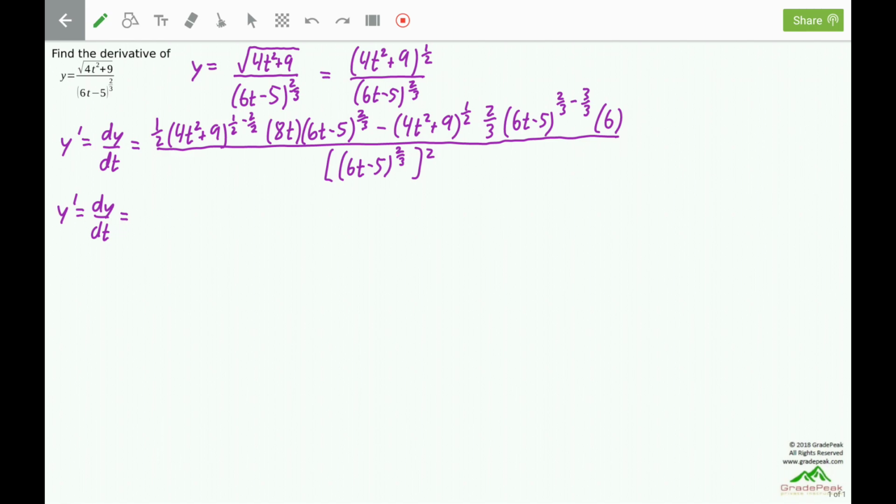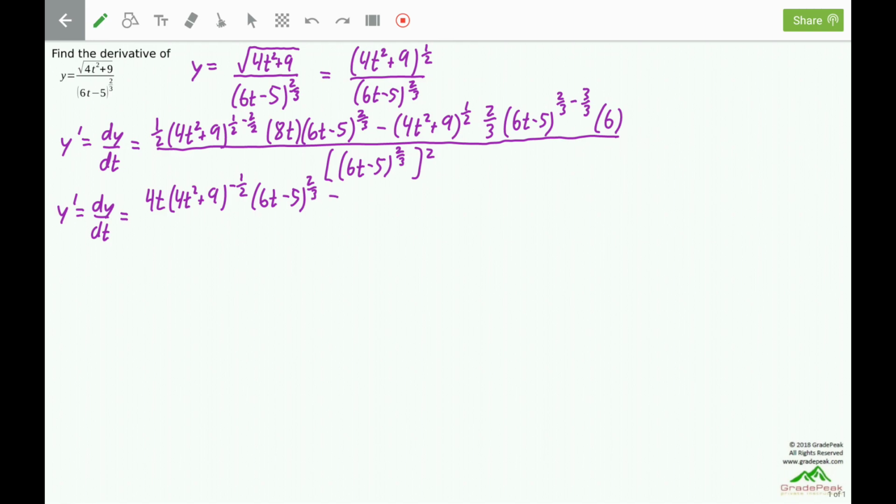in the numerator. I'm going to put the constants together. I have an 8 and a 1/2. Well, 8 times 1/2 is a 4. So I have a 4. I have a t right here, so I'm going to move that t to the front. Everything's multiplying each other. I have a 4t squared plus 9 to the 1 minus 2, which is negative 1/2. I have a 6t minus 5 that'll be raised to the 2/3.